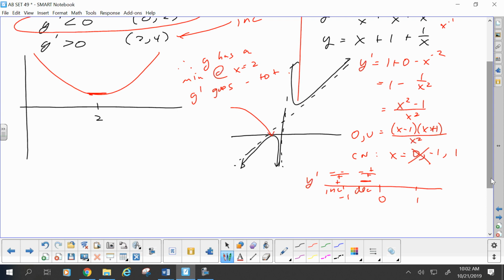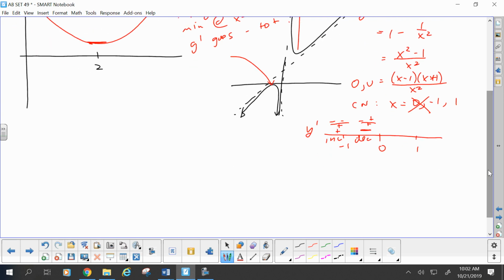So what's going on at the critical number at negative 1? If the derivative goes positive to negative, there is a max there. The graph of y has a max at x equals negative 1 because y prime changes from positive to negative. There is something going on at 1, but they just said look at the right side only in the problem, so I guess we'll just blow off that part of it. I think okay.